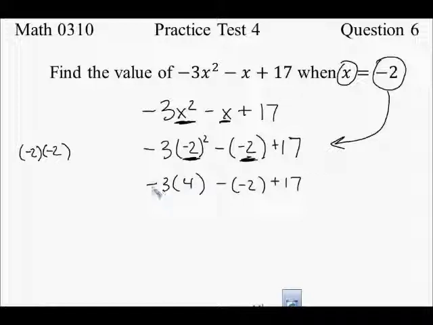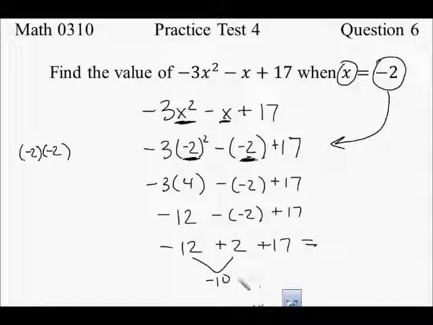So here, negative 3 times 4 is going to give us a negative 12, minus negative 2 plus 17. And now we have our adds and subtracts, which we can do at the same time here. So negative 12 minus negative 2 is like plus 2, and then we have plus 17. So negative 12 plus 2 would give us a negative 10, and then negative 10 plus 17 should give us a positive 7. And so that is our answer 7 there, and that is answer choice E.